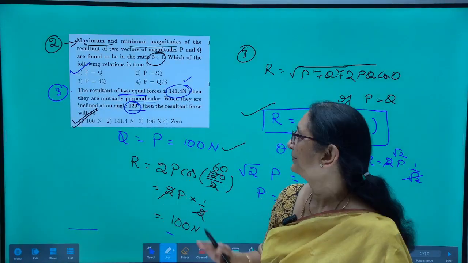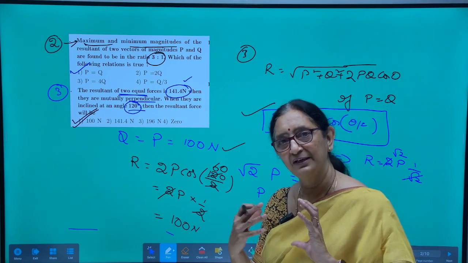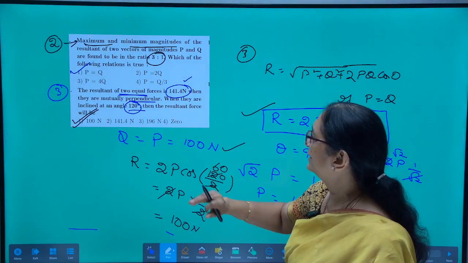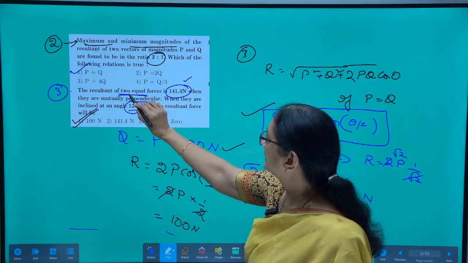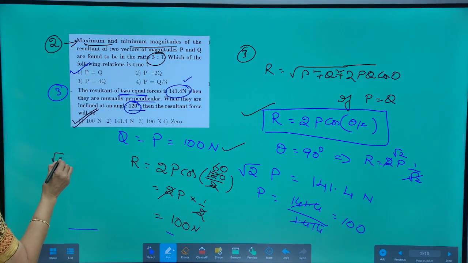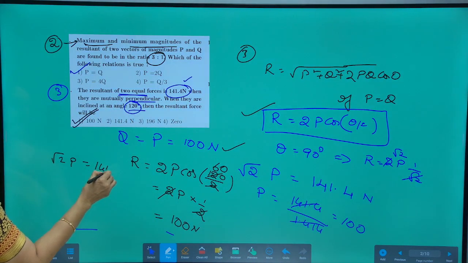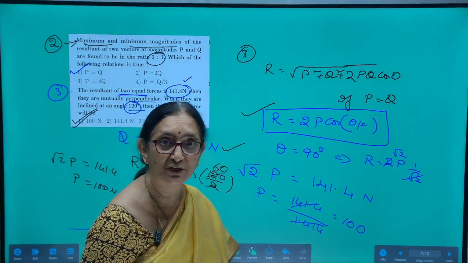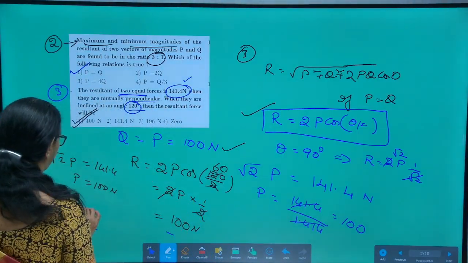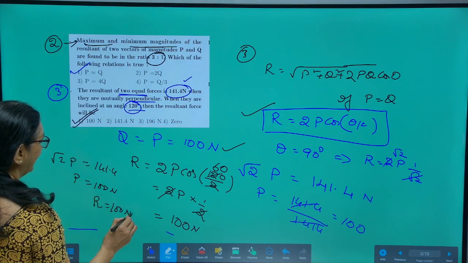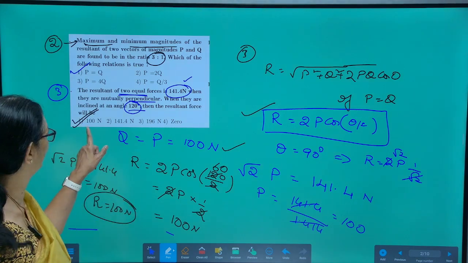So, if you are thorough with the concepts and with the table already given in your synopsis, you can answer that problem orally. The resultant of two equal forces when mutually perpendicular is root 2P, that is 141.4. So, P is equal to 100. When two vectors of the same magnitude are at 120, the resultant is equal to one of them. So, the resultant is just equal to 100 Newton.